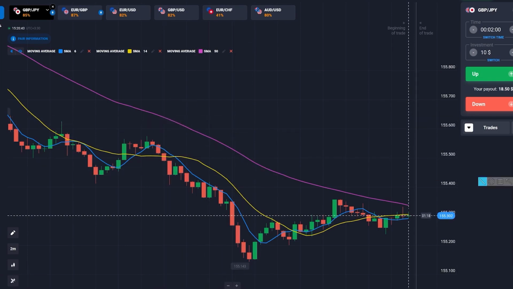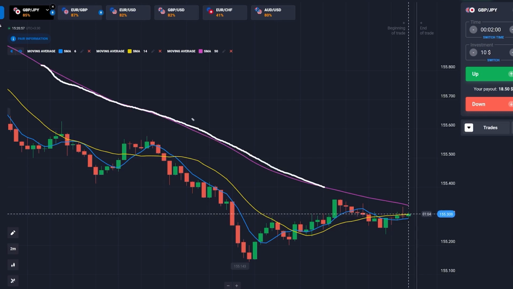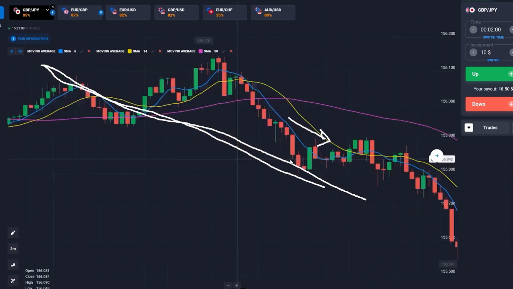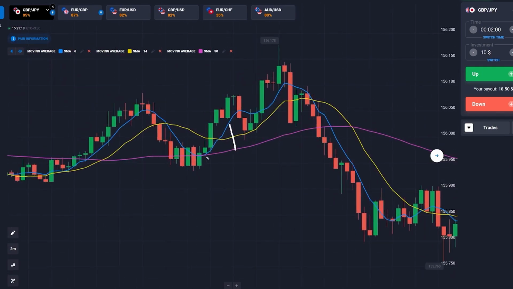If the 50-period moving average is above the candles, like here where the candles are moving below the line and the line is sloping downwards, it indicates that the trend is bearish. If the moving average is below the candles, like here where it's sloping upwards, then we know the trend is bullish. It's that simple. So the first step is to check whether the trend is bullish or bearish.